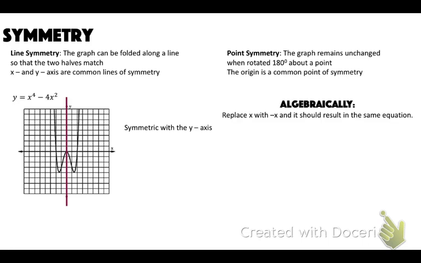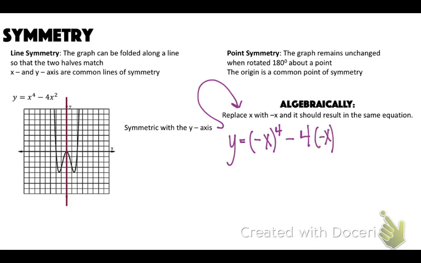Now, algebraically, if it is symmetric with the y-axis, write this down. Symmetric with the y-axis means that we are going to replace x with negative x, and it should result in the same equation. So let's check it. So if we have y equals, we're going to replace x with negative x. So this is going to be negative x to the 4th minus 4 times negative x squared. Well, negative x to the 4th, that's the same thing as negative x 4 times. So negative times negative is a positive, times a negative is a negative, times a negative is a positive, so I'm left with x to the 4th there.